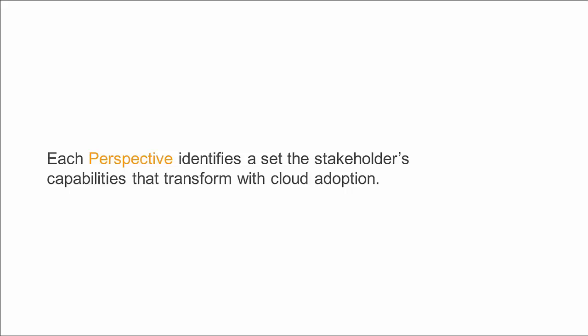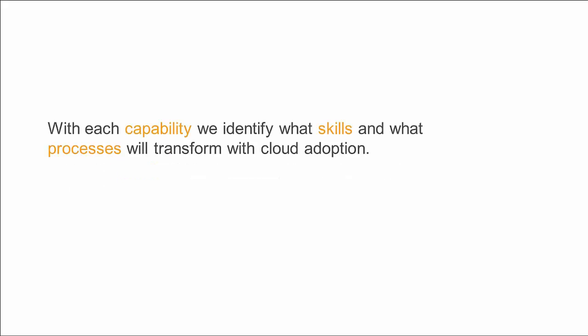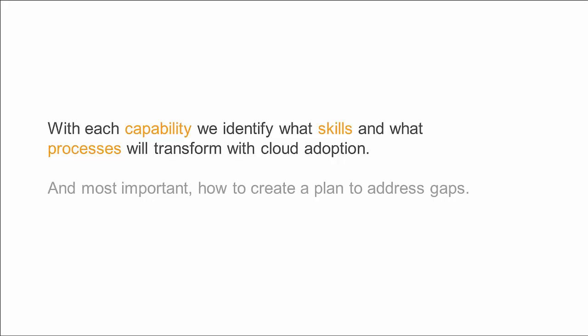And again, each perspective identifies a set of the stakeholders' capabilities that transform with cloud adoption. And this is also a piece of the Cloud Adoption Framework that we really look to update with this newest iteration. What we really want to think about is how cloud adoption impacts the capabilities owned by these stakeholders. And I'll get into this in a little bit more detail over the next couple of slides. So with each capability, we identify what skills and what processes will transform with cloud adoption. And most importantly, how to create a plan to address those gaps.